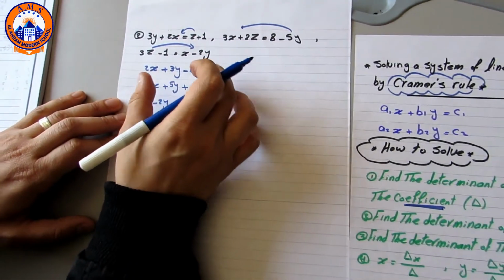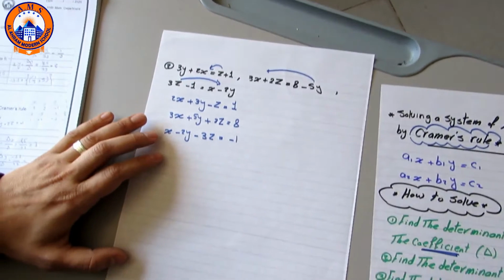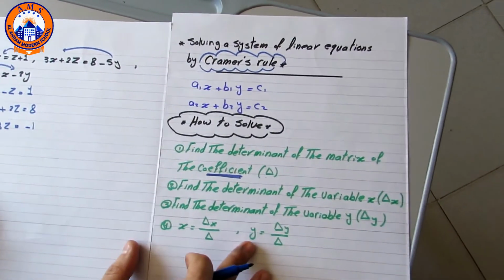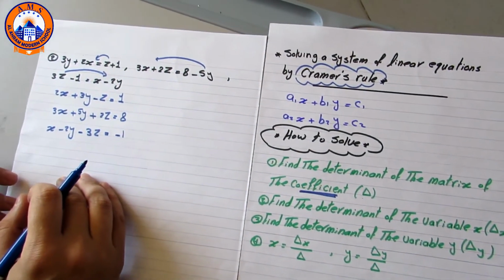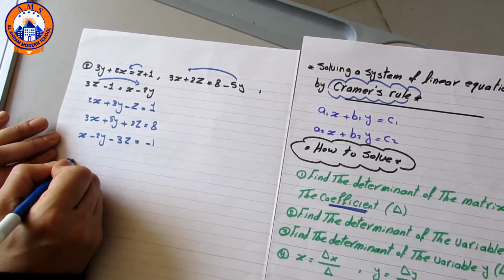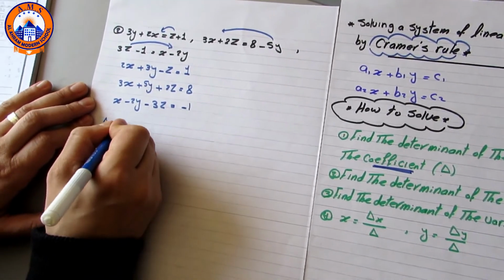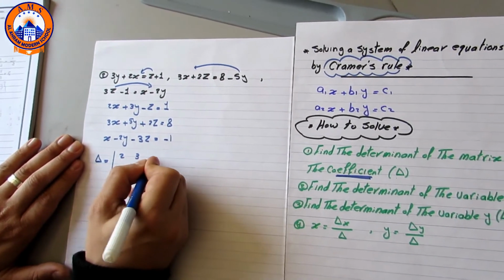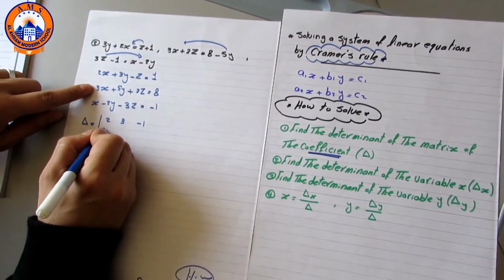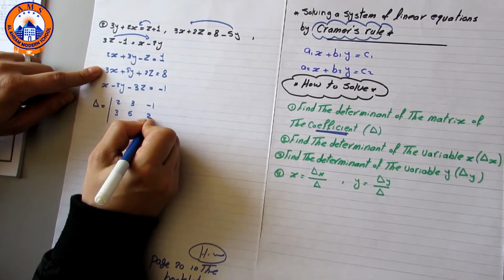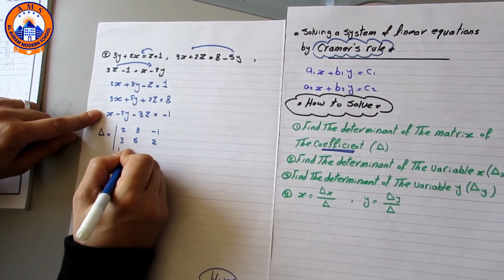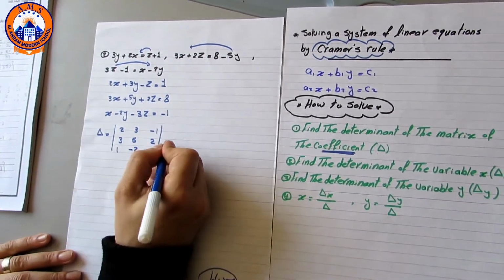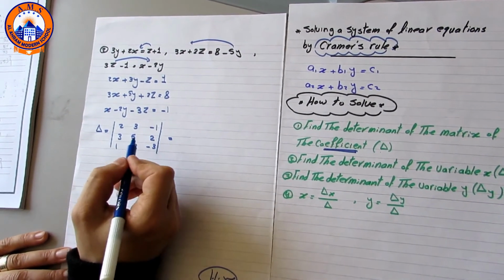How to find the solutions of these equations? I said we have 4 steps. Number 1, you have to find the determinant of the matrix of the coefficients, and I said it's called delta. At delta, you have to line up the coefficients: 2, 3, negative 1. After that, the second equation, 3, 5, 2. The third equation, 1, negative 2, negative 3. And we have to find the value of delta.